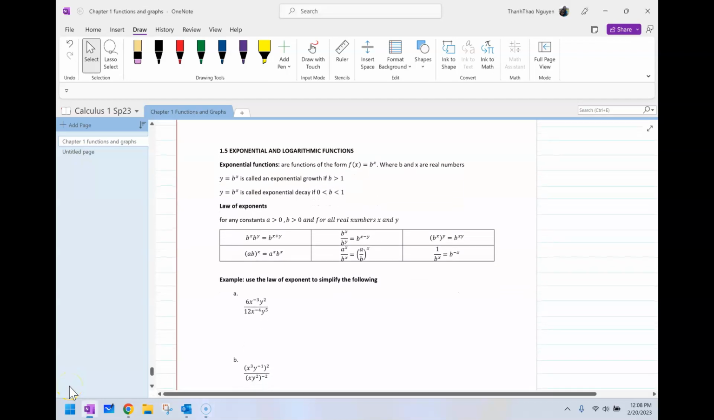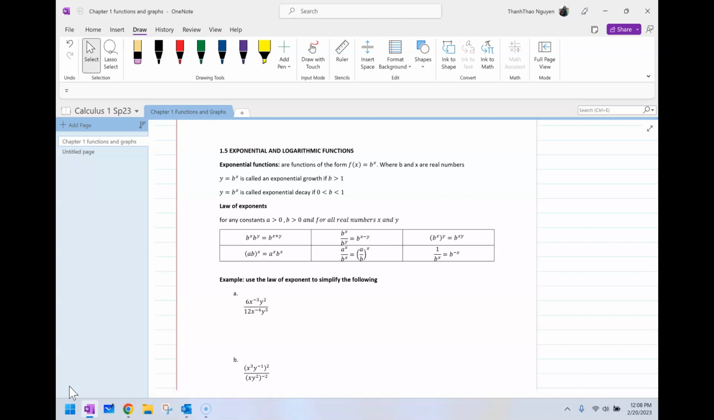Exponential and logarithmic functions. So first we talk about the exponential function. Exponential functions are functions of the form f of x equals b to the x, where b and x are real numbers. If b is greater than 1, the function is exponential growth. If b is less than 1 and greater than 0, this is an exponential decay.